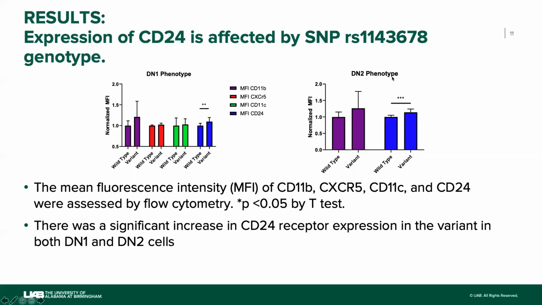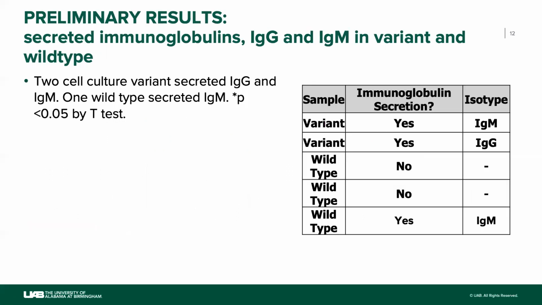CD24 is a marker for memory B cells, and we found that there were more CD27 positive and CD24 positive memory B cells in culture from donors that carried the SNP variant allele. And using this as evidence of stimulation, we checked for secreted immunoglobulins, IgG and IgM, in the supernatant of the B cells using an ELISA test. So we found that two cultures of the SNP variant right here secreted IgM and IgG respectively, and one culture of the SNP invariant secreted IgM.